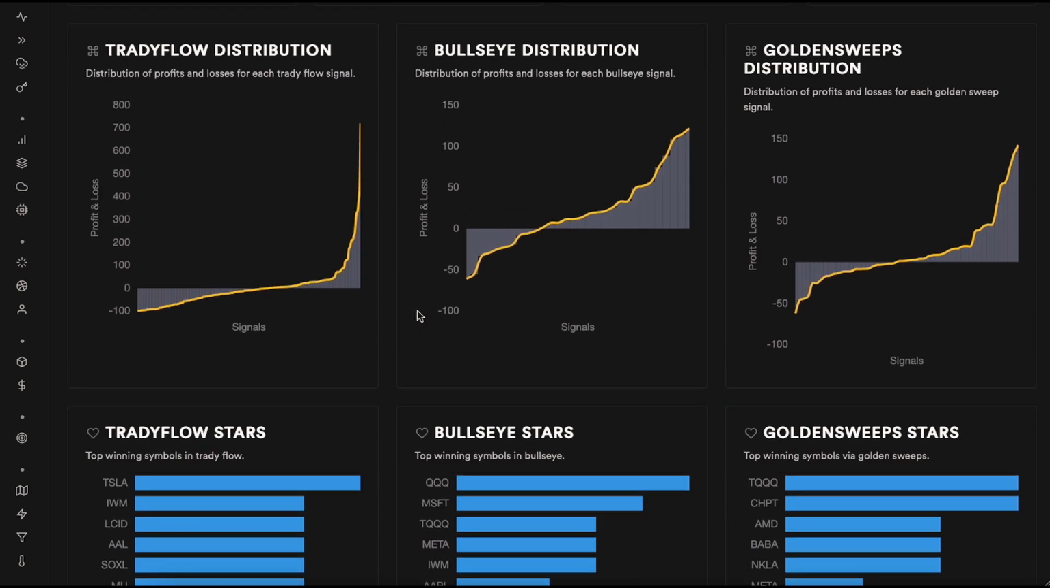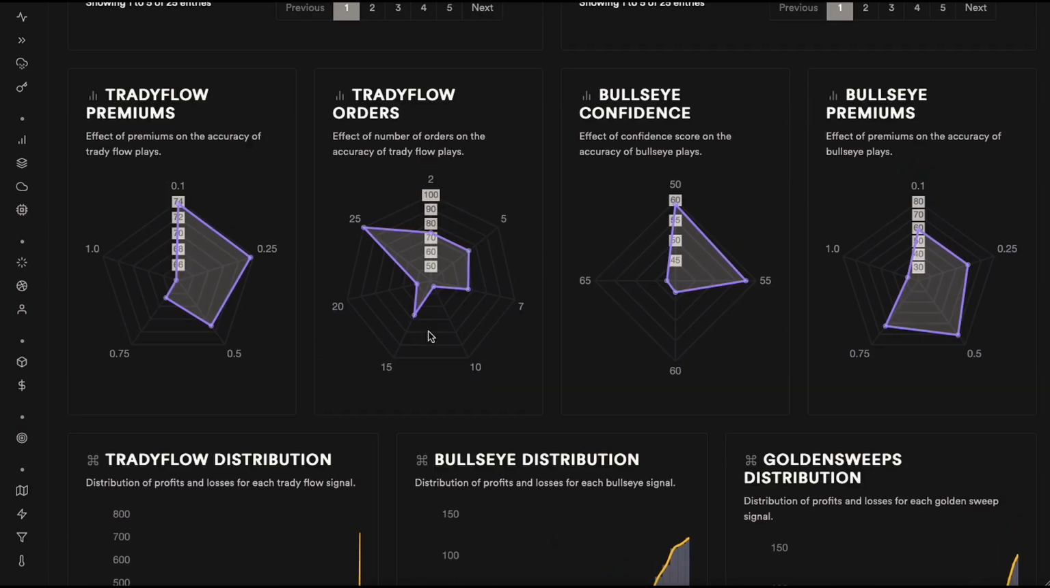We'll have a separate video on the performance tab, but if you just want to get some idea on what filters work and what doesn't work, these two charts are pretty meaningful.